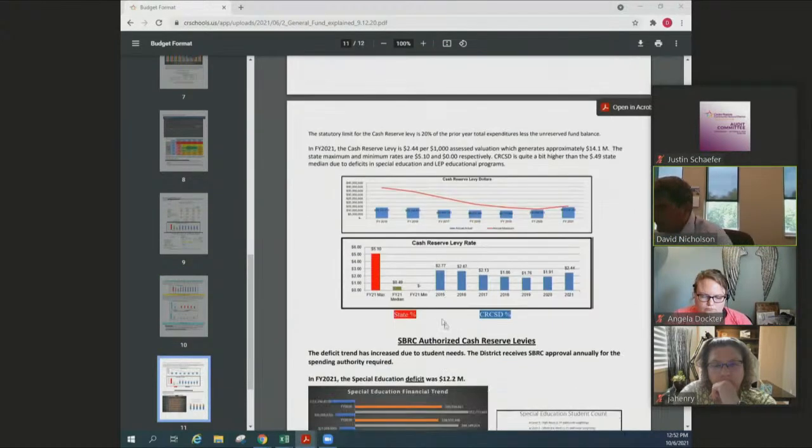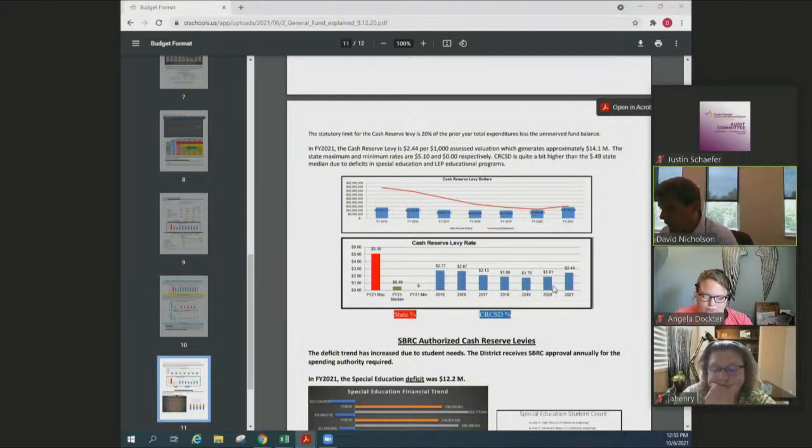So you can see our cash reserve levies that we've had. Remember the years when we were really, in '13, '14, we were very low on our fund balances. You can see the cash reserve levy was increased quite a bit. We're at $2.70 for those couple of years to try to build our fund balances up. That's how you build your fund balances quickly, is with a cash reserve levy. That's what happened.